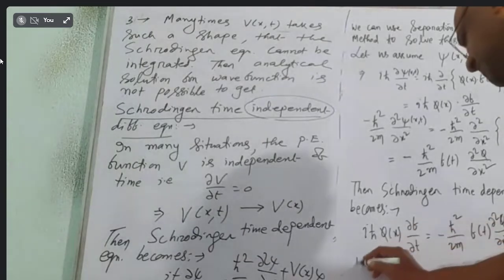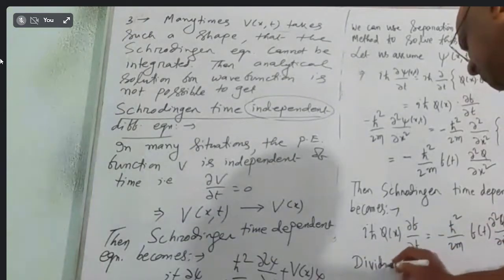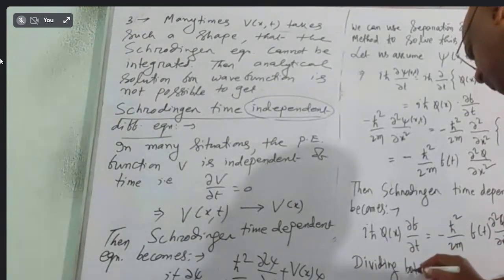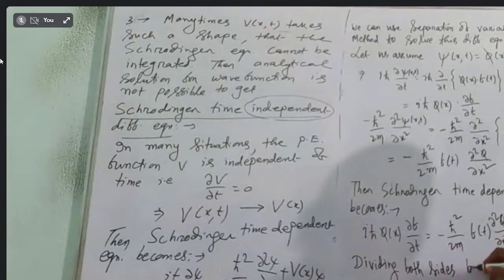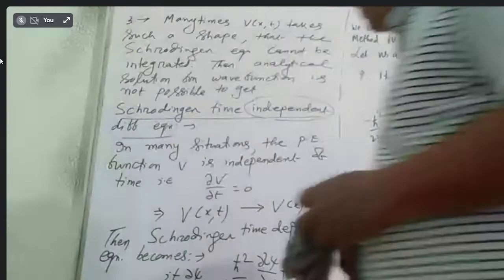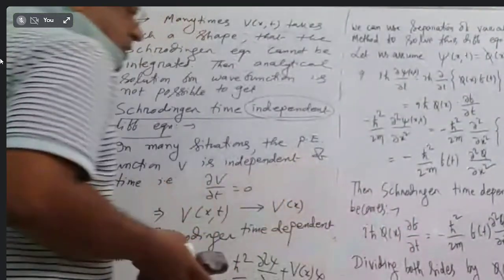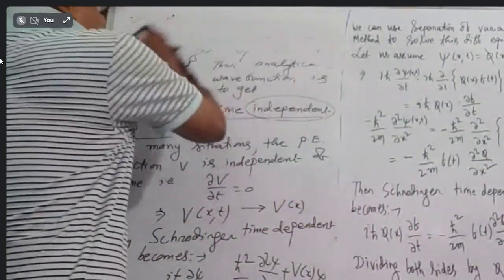Now you divide both sides by the product phi(x) into f(t). If you divide both sides by the product of phi(x) and f(t), what do you get?